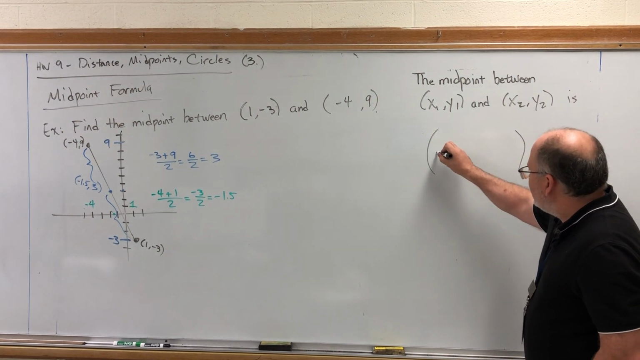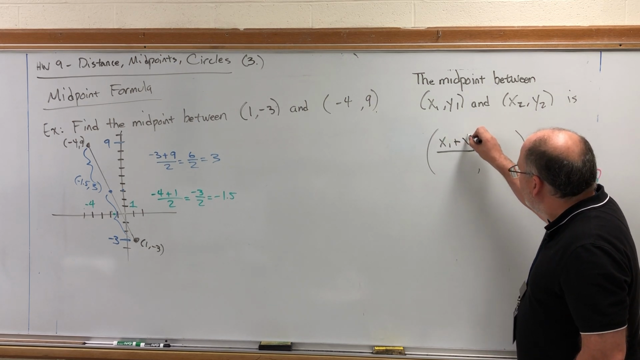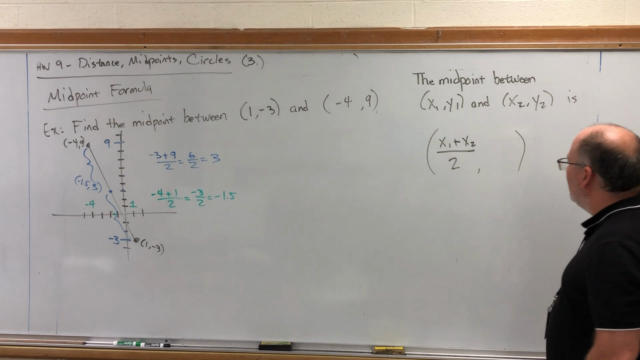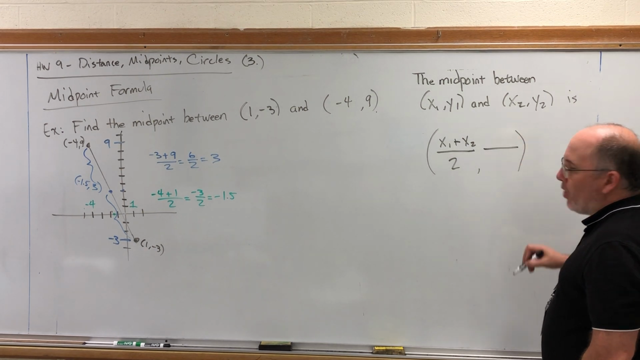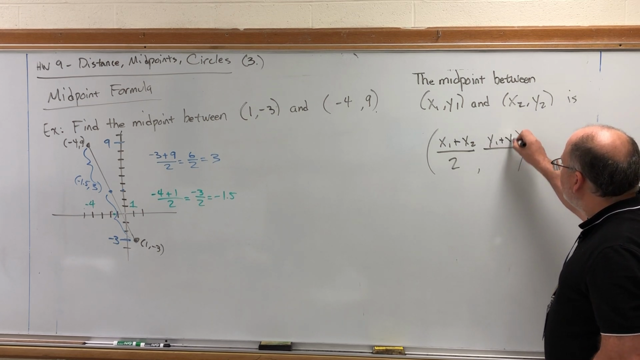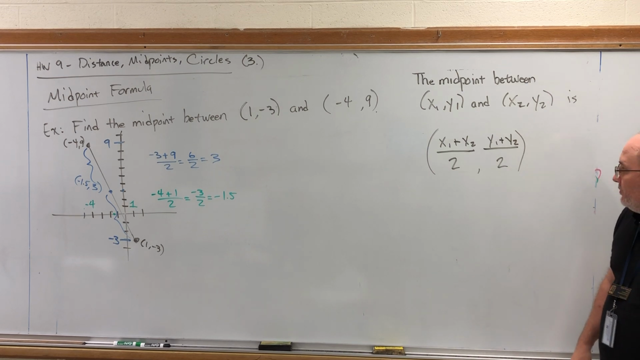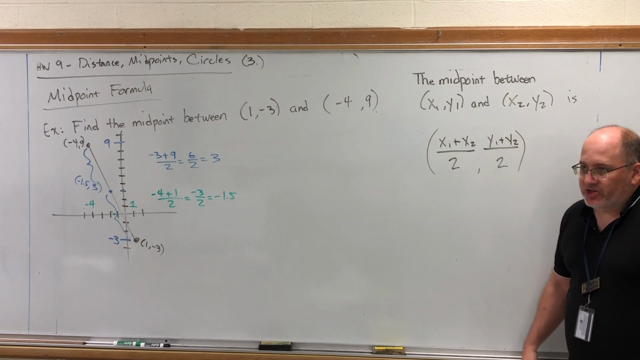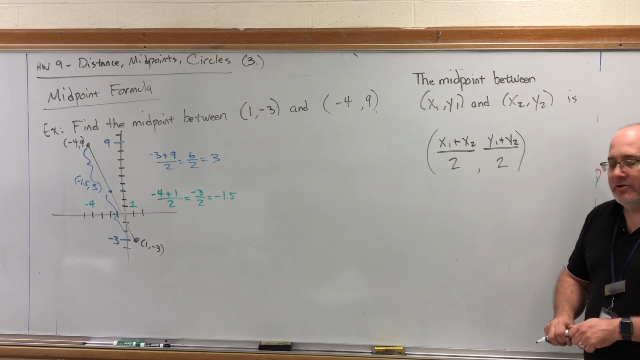To find the x, you just average the x's, which means you add the 2 x's and divide by 2. And to find the y coordinate of the midpoint, just average the y coordinates of the 2 points. So y1 plus y2 over 2. Really easy formula, but to me it's easier to just say average the x's, average the y's, and that'll get you the midpoint.